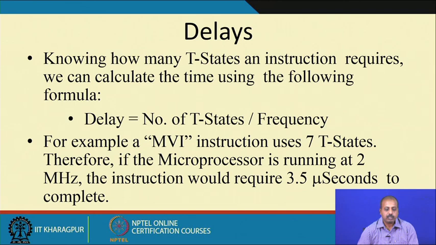For example, if we look into the manual for the MVI instruction, you will find that it requires 7 clock cycles, or 7 T states. If the microprocessor is running at 2 megahertz, then this instruction will require about 3.5 microseconds to complete, because 7 clock cycles turn out to be 3.5 microseconds. Using this type of information, we can calculate the time needed for any code segment.